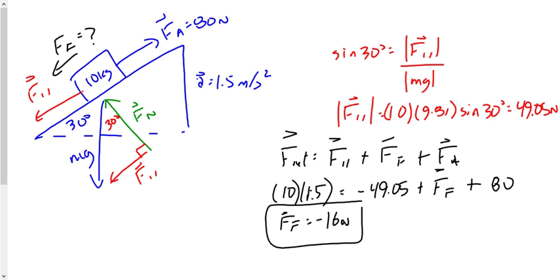Two different people gave me two different rationales for that, right? One person said FA is bigger than F parallel, so therefore the friction has to be down the hill. Good. One other person said the acceleration is up the hill, friction has to be down the hill. Good. Both are correct.